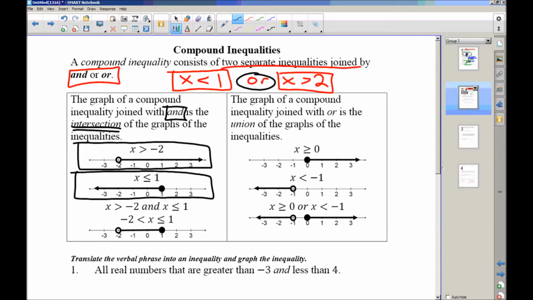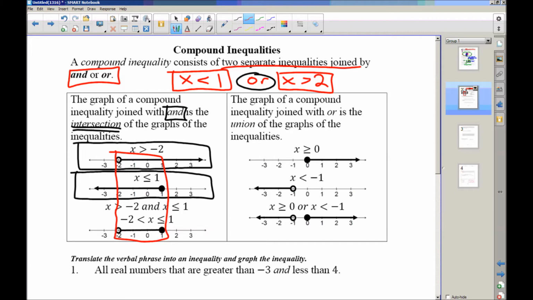Now, if I ask for the intersection of those by putting the word "and" in between them, I'm saying I want to know what are all the numbers that are greater than negative 2 and less than or equal to 1 at the same time. So I think, where's the overlap in the graphs? The overlap happens between here and here. These are the things that are answers to both.